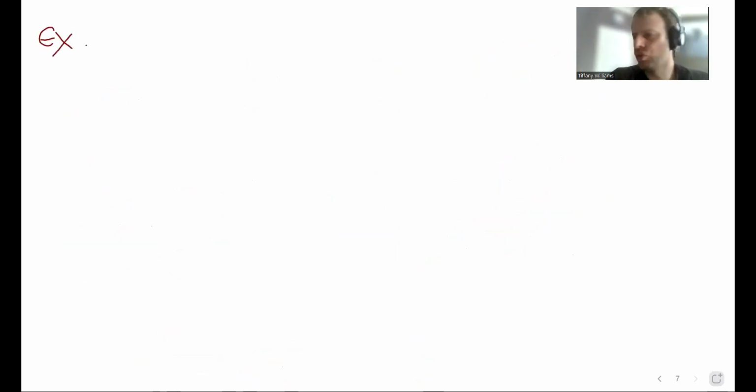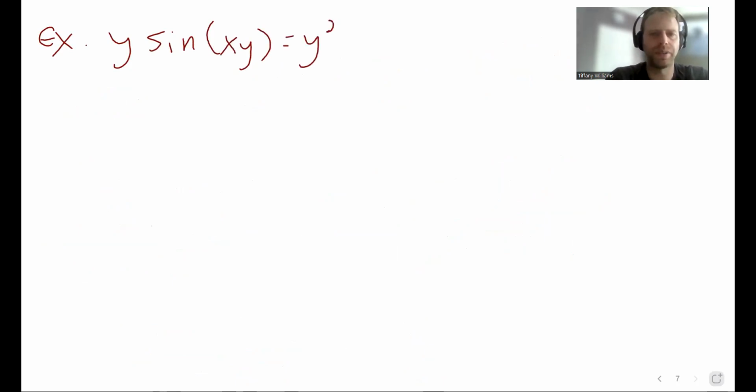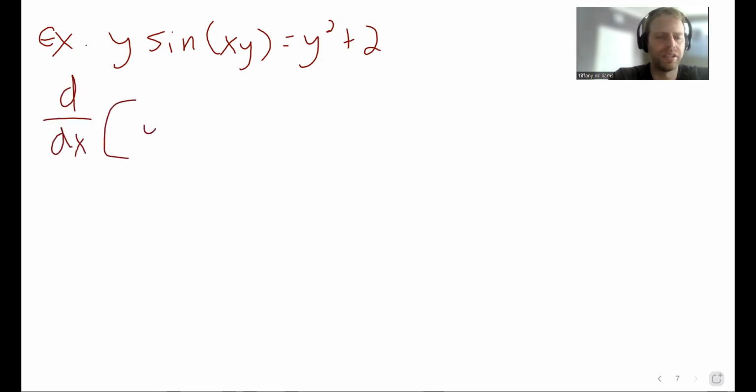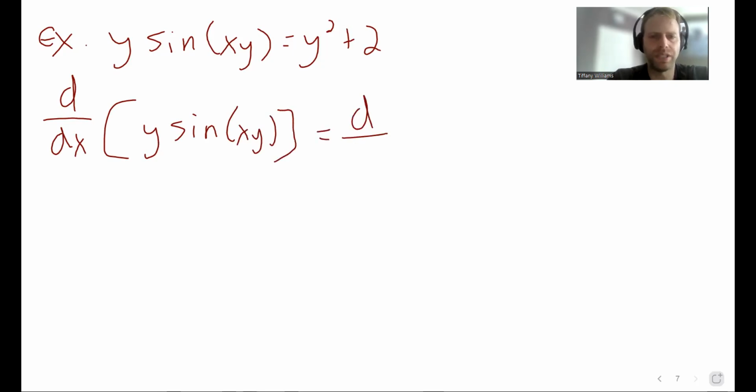Let's go. How about y sine of xy equals y squared plus 2. This one you definitely have to do implicitly. Again, just like the last one, there's really no way to isolate this y. Okay. So we're going to take the derivative of both sides of the equation. So again, we'll do d dx of y sine of xy, equals, and then we'll do d dx of y squared plus 2. Okay.